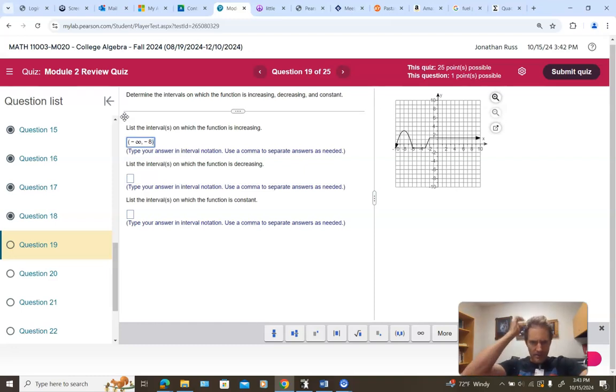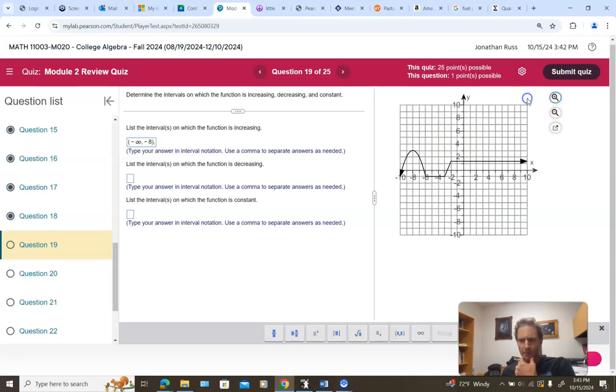Now, it says you use a comma to separate your answers, so I'm not going to use a union symbol, I'll use a comma. And then it's increasing again right here. Let me zoom in. This stretch goes from negative 3 on the x all the way up here, which is negative 2 on the x. So from negative 3 to negative 2, that's the second interval. Another parenthesis. So from negative 3 to negative 2.